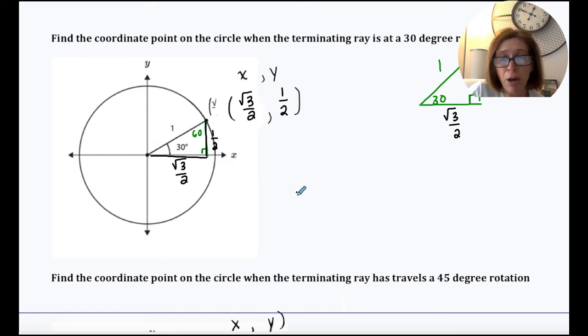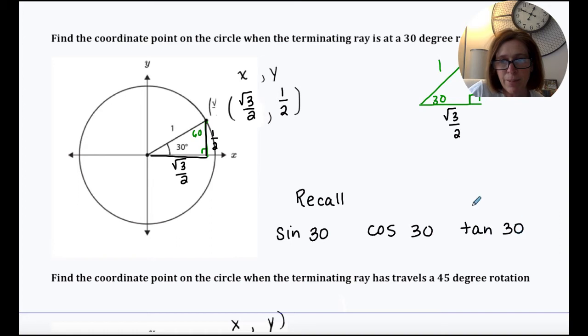Okay, I want to recall something here. I want you to recall that we found the sine of 30 earlier, the cosine of 30, and the tangent of 30. So we said that the sine of 30, go back and look if you need to, was 1/2. If you look at this triangle, opposite over hypotenuse, 1/2 over 1, it would be 1/2. The cosine of 30 would have been adjacent over hypotenuse, which we worked out to be root 3 over 2. Again, important values. And then the tangent we worked out to be root 3 over 3.